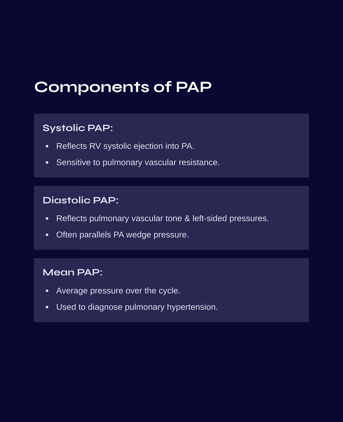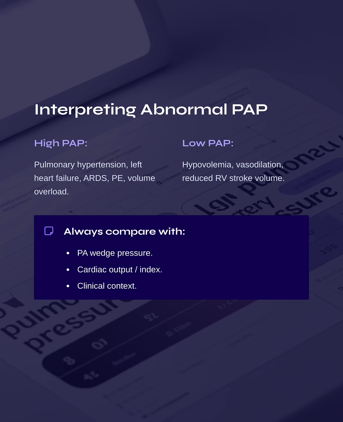When pulmonary artery pressure is high, consider pulmonary hypertension, left-sided heart failure, ARDS, pulmonary embolism, or simple volume overload. When pulmonary artery pressure is low, the most common causes are hypovolemia, excessive vasodilation, or reduced right ventricular stroke volume. Pulmonary artery pressure should never be interpreted in isolation. Pair it with wedge pressure, cardiac output, and clinical exam findings for accuracy.